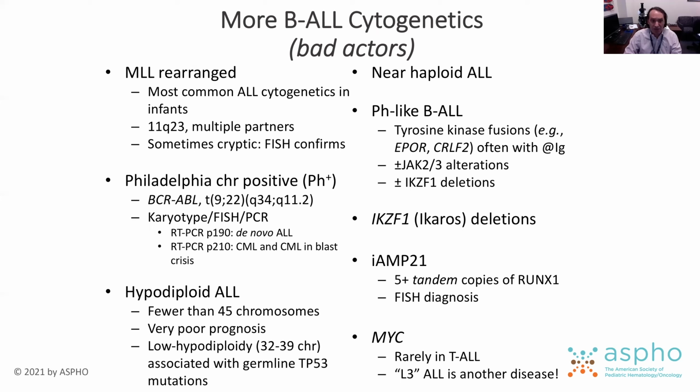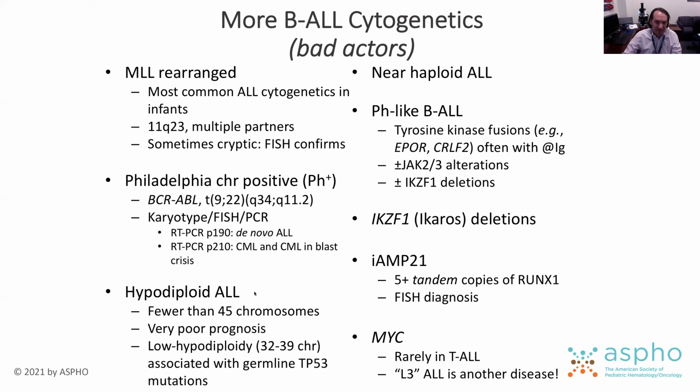It's important to note that the karyotype does not tell you what the specific translocation is, whether it involves a transcript predicted to encode a protein of 190 kilodaltons, which is typical of de novo ALL, versus an RT-PCR product predicted to encode a product of 210 kilodaltons that's typical of CML, or chronic myeloid leukemia in blast crisis.